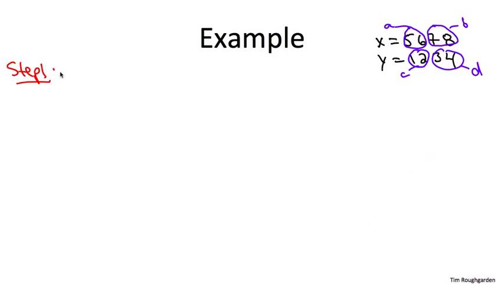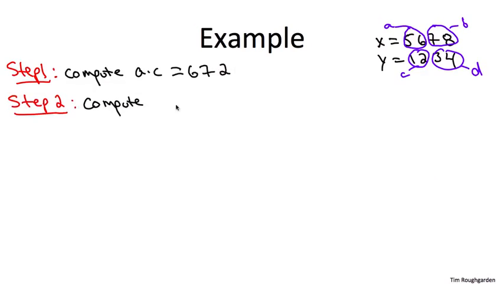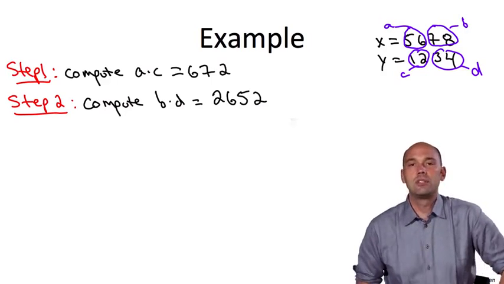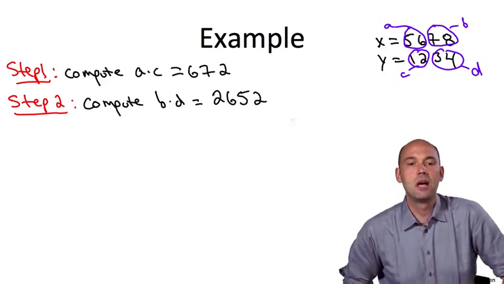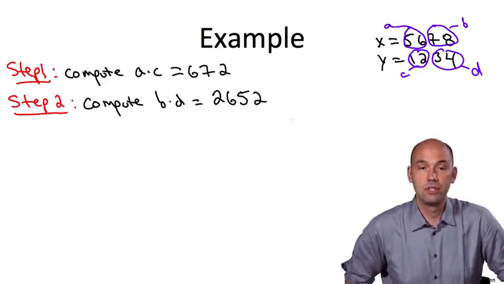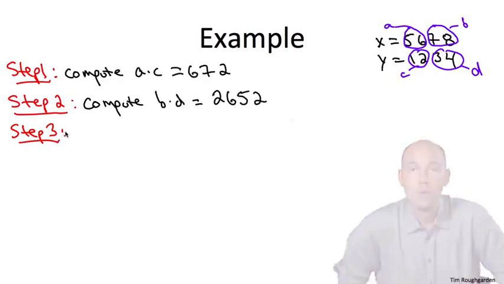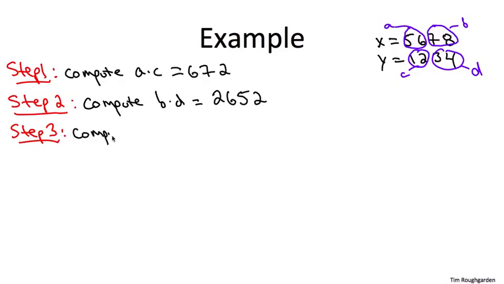First, let me compute the product of a times c and also the product of b times d. I'm going to skip the elementary calculations and just tell you the answer. So you can verify that a times c is 672, whereas b times d is 2652. Next, I'm going to do something even still more inscrutable. I'm going to take the sum of a and b, I'm going to take the sum of c and d, and then I'm going to compute the product of those two sums.